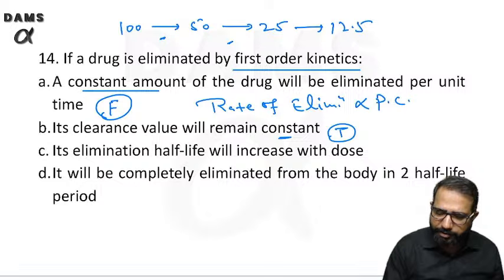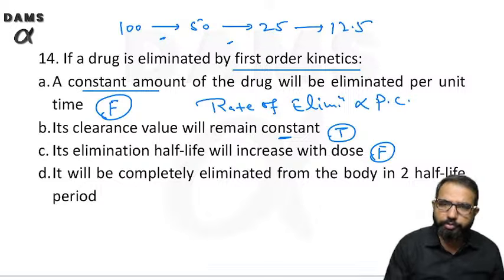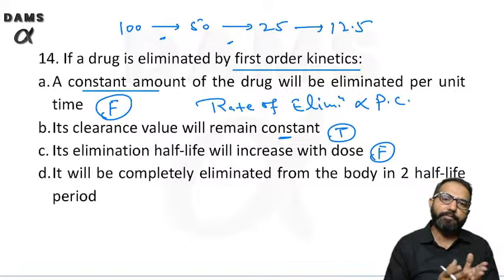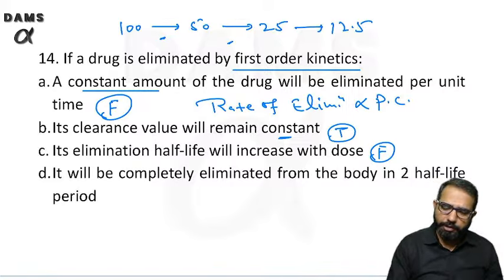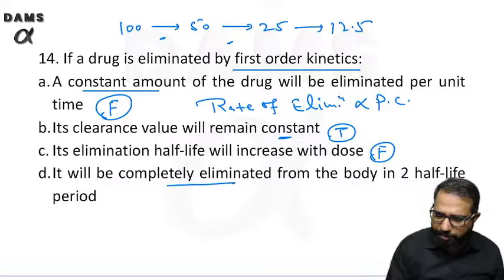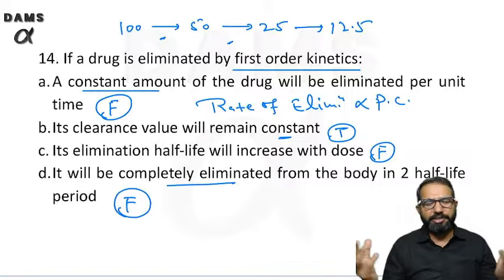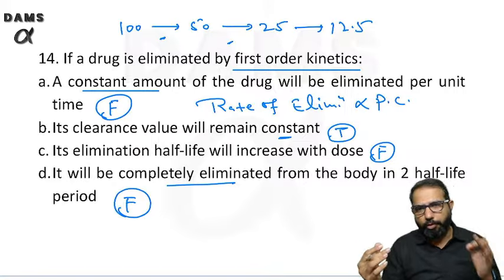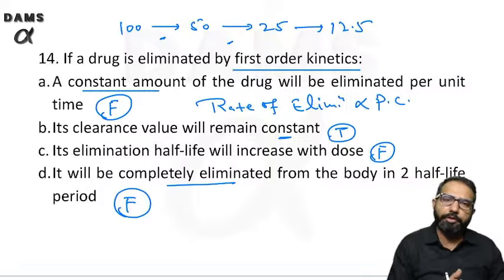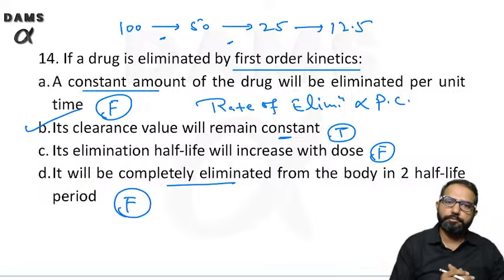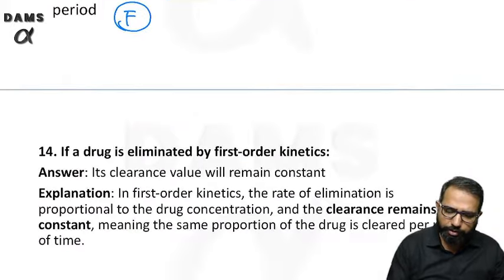The half-life increases with the dose? No, half-life will be constant because half-life depends on clearance. So clearance is constant, half-life will be constant. It will be completely eliminated from the body in one half-life? No, I told you it takes infinite time for complete elimination. Infinite. But more than 95% takes around 5 half-lives. So option B is true. So don't forget first order and zero order.